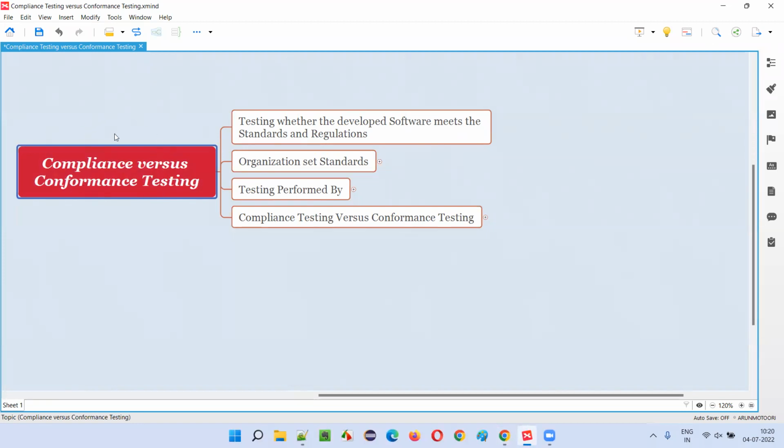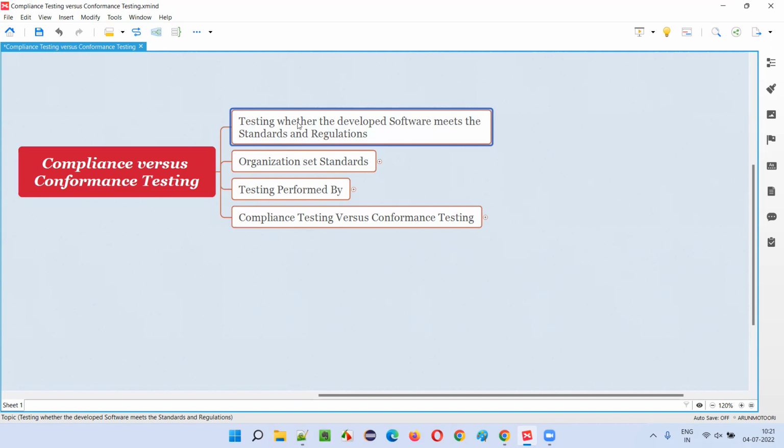So here, both types of testing have the same purpose. There is a slight difference between compliance and conformance testing, but both of them are used to test whether the developed software meets the standards and regulations as per the requirements. As per the given requirements, whatever standards and regulations the software has to meet, is it meeting them or not? Is the software meeting the required standards and regulations as per requirements or not?